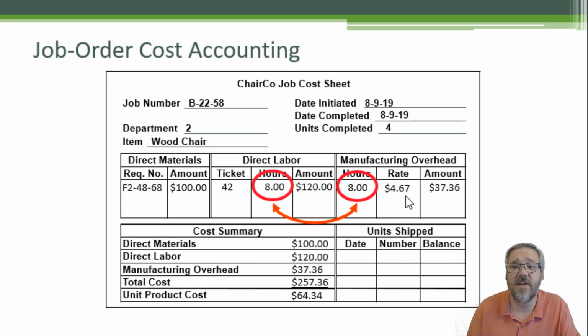I am basing this cost, this $4.67 per hour, on an estimate. How many times do you think that estimate is going to be right? Not very often at all, especially in an accounting classroom, because these problems are made to not work out. So what we'll see in a couple of lessons is how to fix this problem, right? Very likely, my manufacturing overhead costs came in above or below $4.67. It may be higher, it may be lower. I don't know until I get the bill. When I get the bill, spoiler alert, I have to go back and fix this, right? Because accounting is nothing if it's not precise.